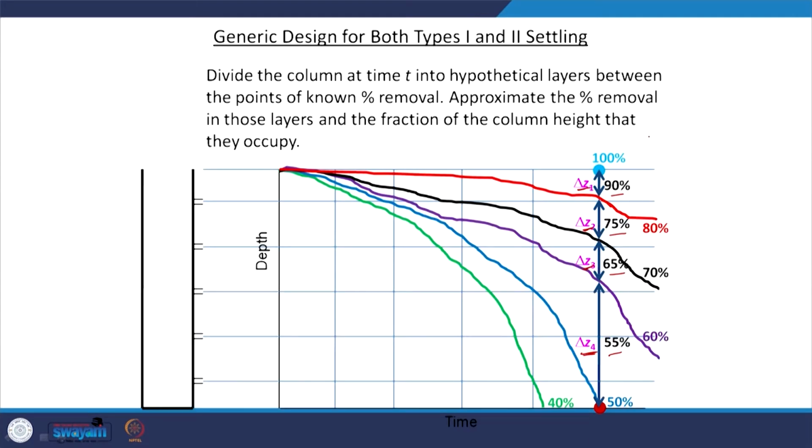If you remember, the total removal was the removal at this point plus this particular height, where we look at the midpoint, and then we looked at the average of these two values, (60 plus 50) by 2, and then multiplied by this delta Z by the total depth, let's say h. So in this way we looked at it earlier, and in the same way you can analyze it for any system.